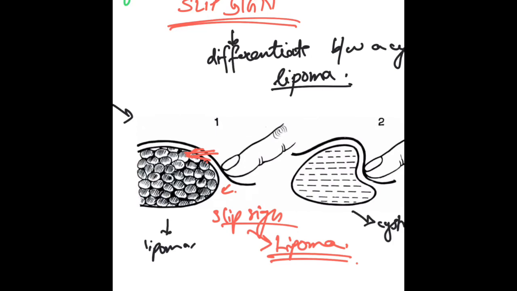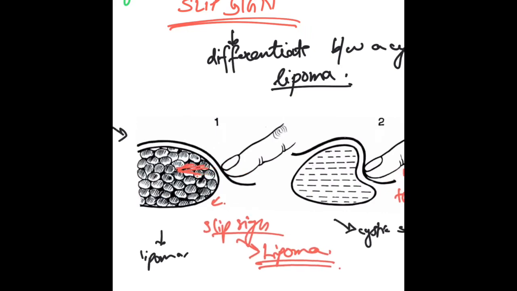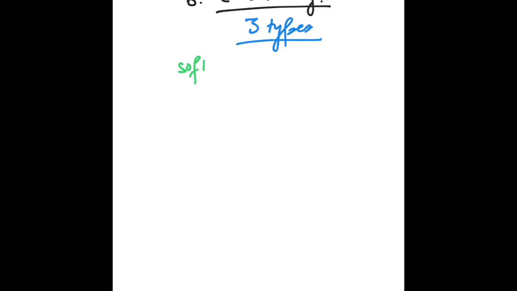Now after palpating the edge of the swelling, let us see about the consistency of the swelling. So the next point is consistency. Now broadly there are three types. Soft, firm, and hard.